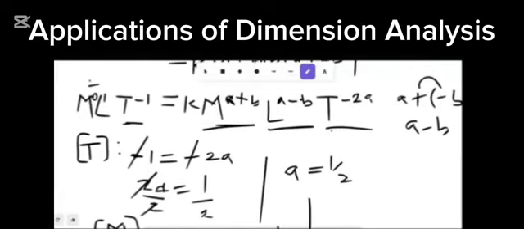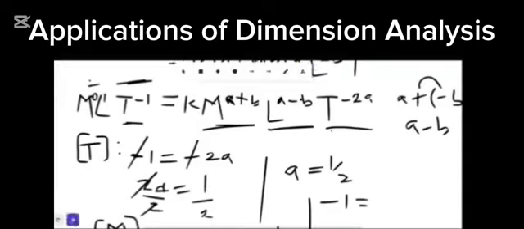I've used T to find this. I'm not supposed to compare the power of T, I found my A and B. I just want to show you that if I use the power of L, the power of L here is 1. So 1 on the left hand side equals, what's the power of L here? A minus B.